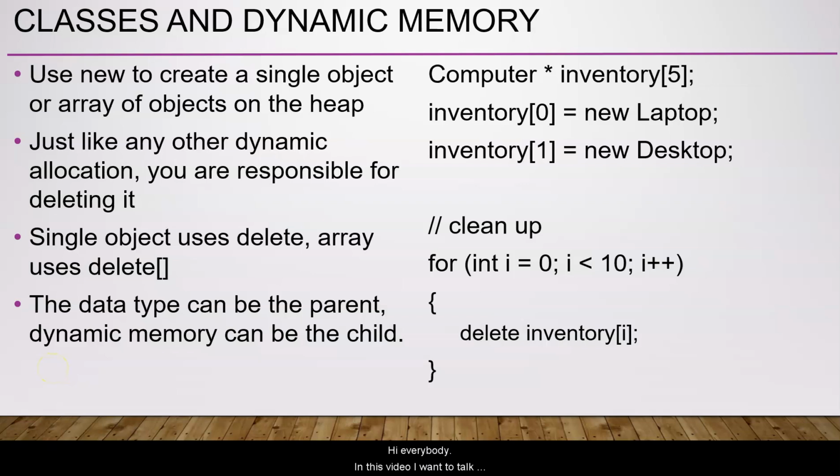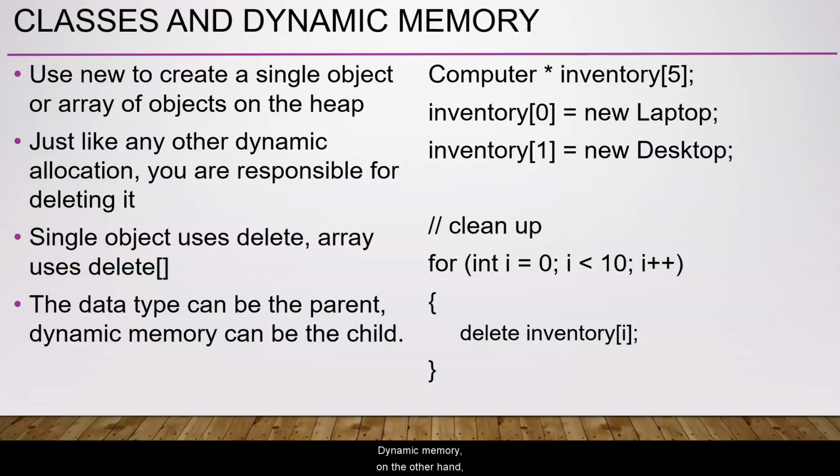Hi everybody. In this video, I want to talk about classes and dynamic memory. So basically, we've studied dynamic memory a lot in these videos. And the main thing to think about is that static memory is the normal memory that we work with. Static memory is where you know the variable at compile time, the data type, and how much you're going to need. And so the compiler puts it on the stack and it allocates it just great.